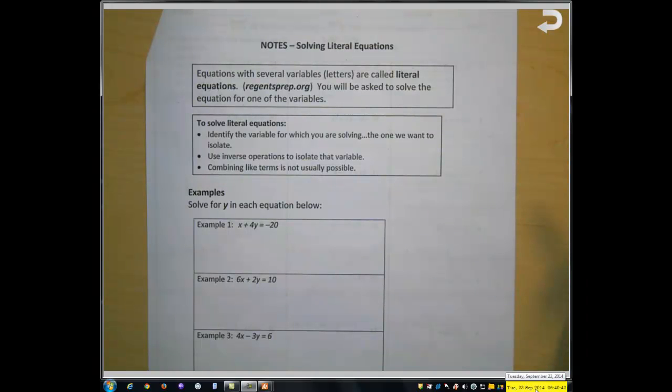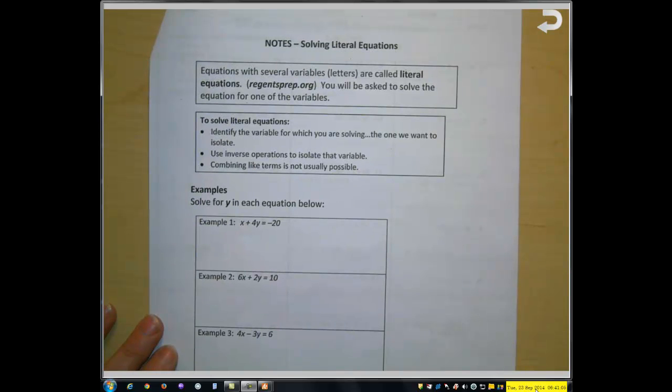Today we're going to be talking about solving literal equations. First, let's talk about what a literal equation is. A literal equation is an equation with several variables or letters, and you're going to be asked to solve that equation for one of the variables.